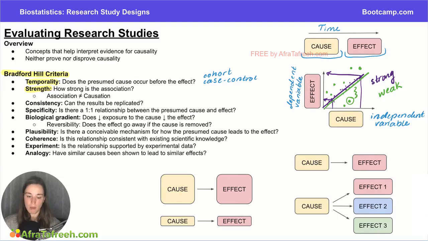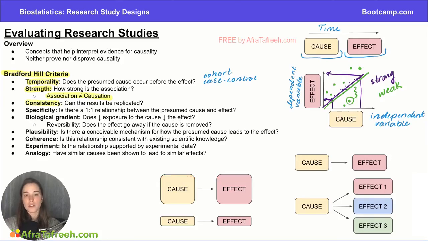Now, one thing that's important to remember is association is not the same thing as causation, or you might have heard this referred to as correlation does not imply causation. So just because the purple data set has a strong association between the independent and dependent variables, that doesn't necessarily mean those variables have a causative relationship. There could be a third variable that's driving a change in both of those variables. However, we can say that the purple data set is more likely to have a causative relationship than the green data set. The next concept is consistency.